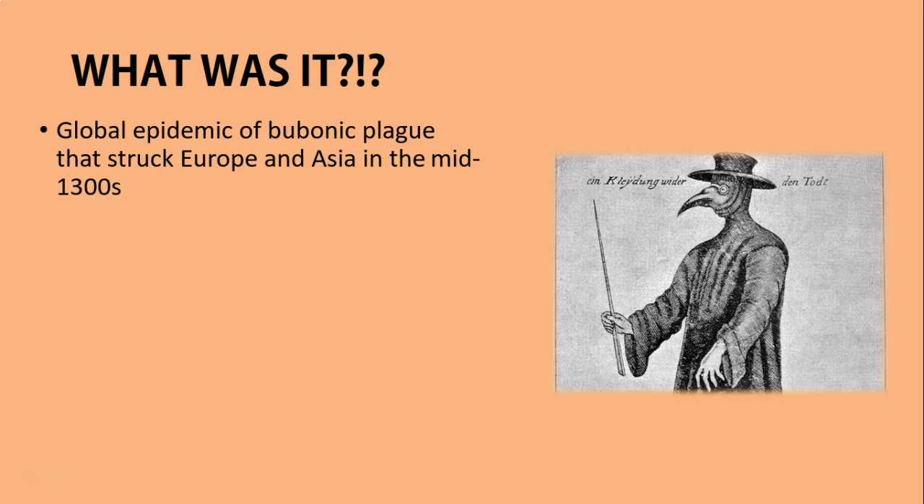So the Black Death simply was a global pandemic in the form of the bubonic plague that is going to strike not only Europe, but also Asia for a good chunk of the mid-1300s. And it's going to have devastating consequences, as we are going to see here. And fun fact, the bubonic plague still to date is the most devastating, quote-unquote, natural disaster in all of European history.